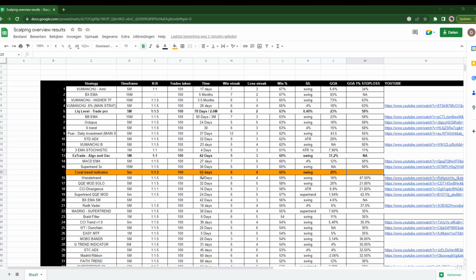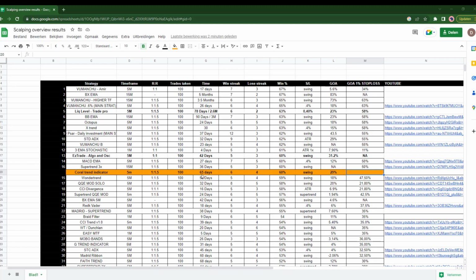This was because some of these trades were very long, so sometimes a short position would take a couple of days before it hit the stop loss or the take profit. The most consecutive wins that I had was 6 and the most consecutive losses were 4. The win rate was 60% and the stop loss was at the swing high or swing low.